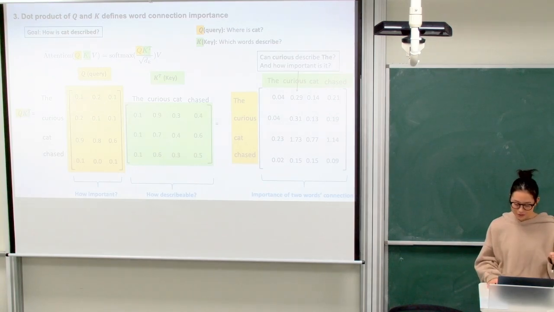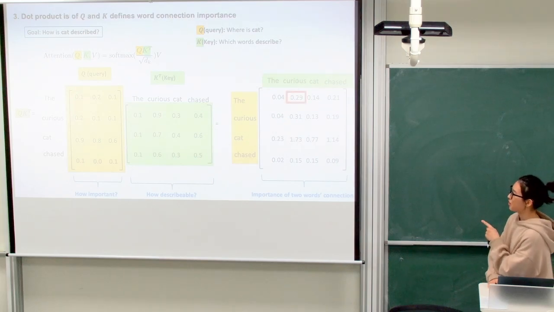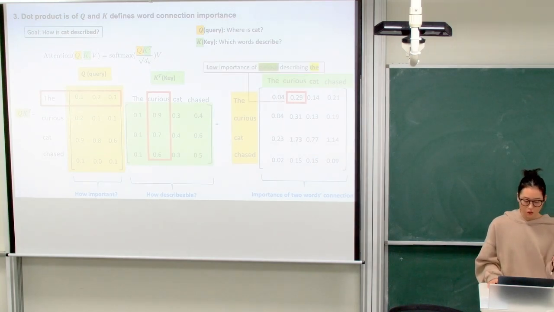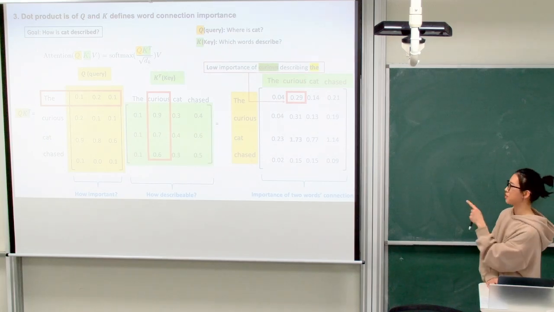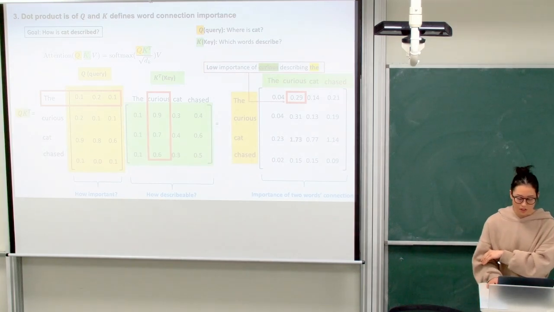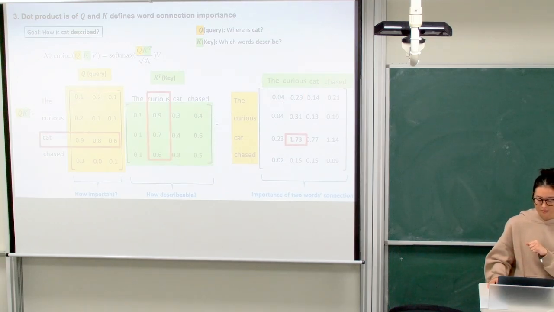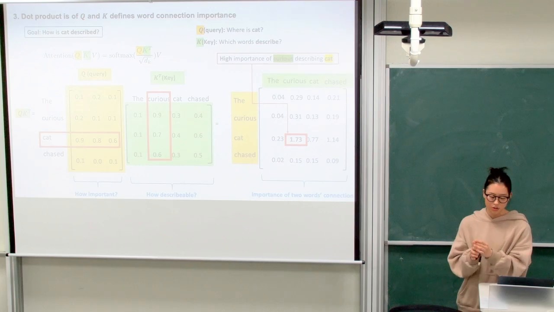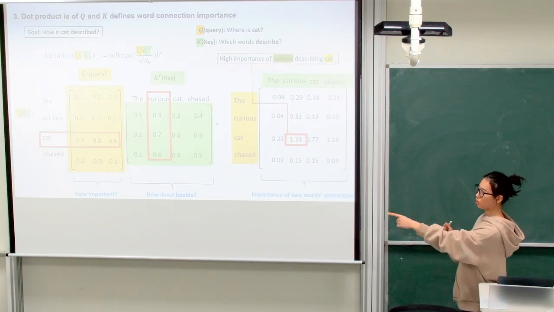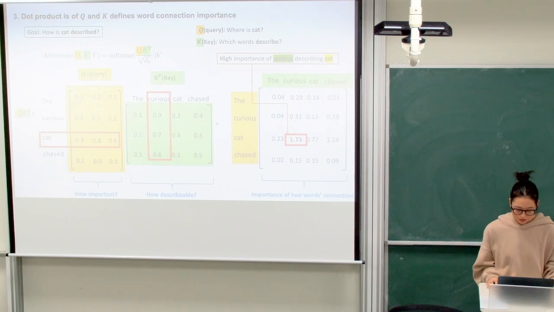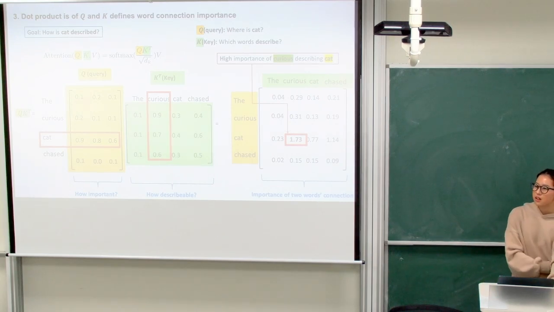To focus a little more on the values, if we focus on 0.29, it has a low importance of curious describing "the", because it's kind of impossible for curious to describe "the". But if we look at the highest value here, it has a high value because it's important that curious is describing cat in our goal. Cat describes cat. Why would that have a high value? It seems a little reductive.